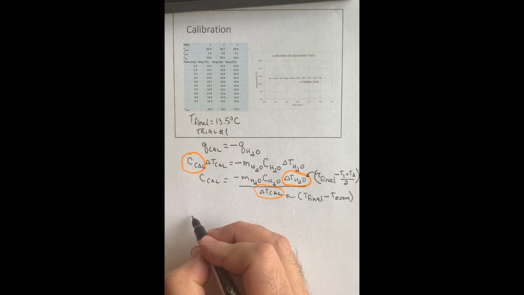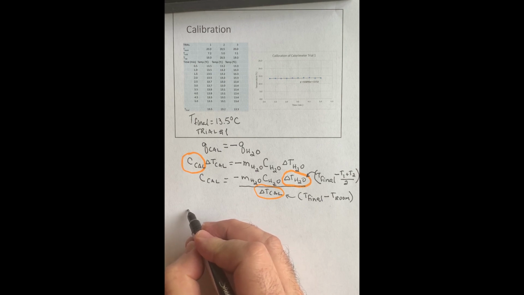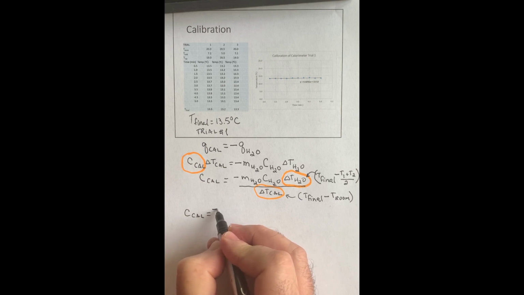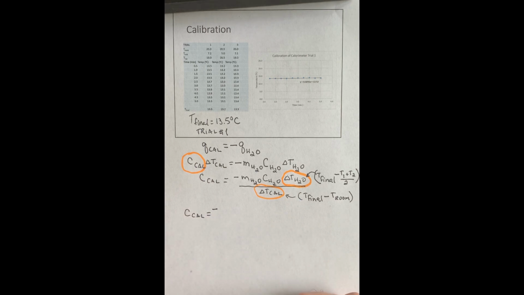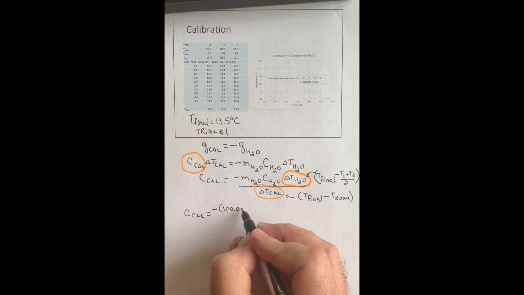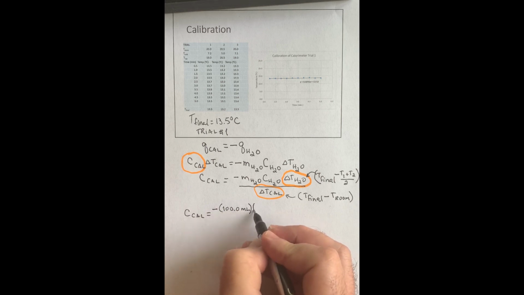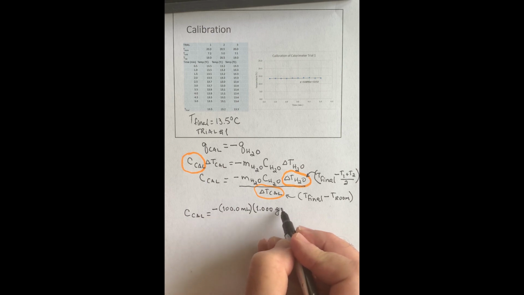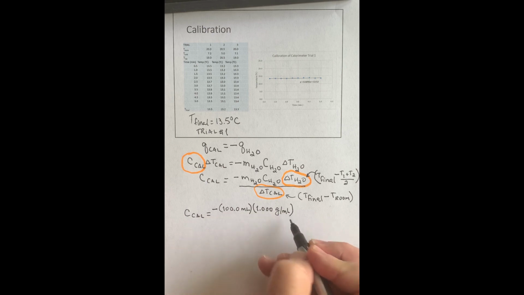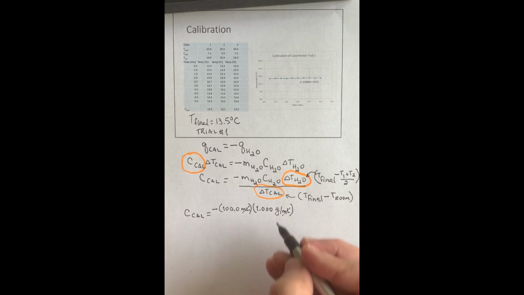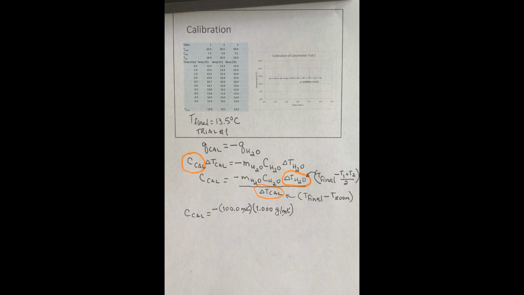Let's go ahead and fill in the numbers here. So we have minus the mass of water. Now we didn't weigh the water, we measured the volume. But we're going to say that 100.0 milliliters of water will have a density of 1.000 grams per milliliter. That's kind of a given, and that will allow us to cancel out the milliliters and get grams.